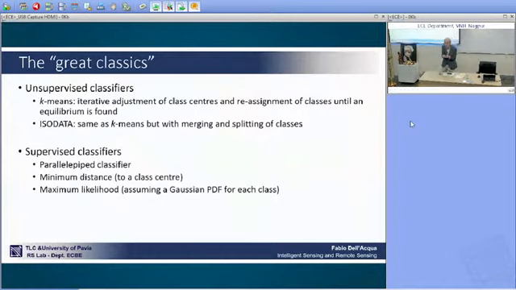I can still make mistakes, obviously, but this is a given. I will always have mistakes. I'm just trying to make them as small as possible. And one way of making them as small as possible is maximum likelihood, meaning that when you use a maximum likelihood classifier, you define a model for the probability distribution of samples belonging to a certain class, which is Gaussian, multivariate Gaussian.